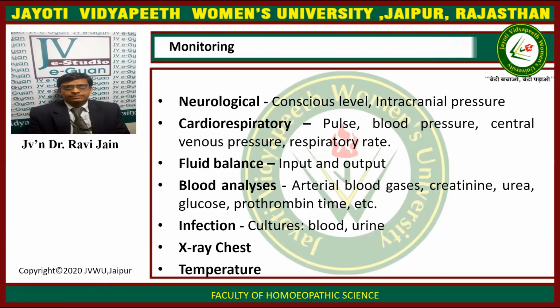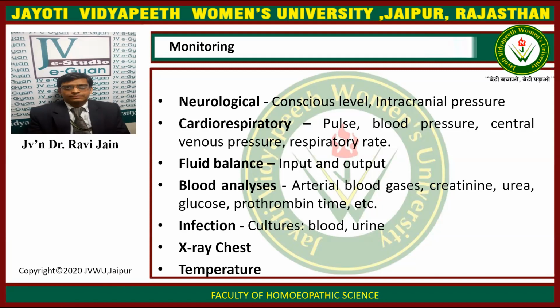Now we have to monitor the cases in the ICU. We have to check for neurological monitoring, by checking the conscious level and intracranial pressure. We have to do cardiorespiratory monitoring, that is pulse, blood pressure, central venous pressure, and respiratory rate. The fluid balance, which includes input and output, has to be checked. Blood analysis includes arterial blood gas analysis, urea, glucose, prothrombin time, etc., which have to be monitored.